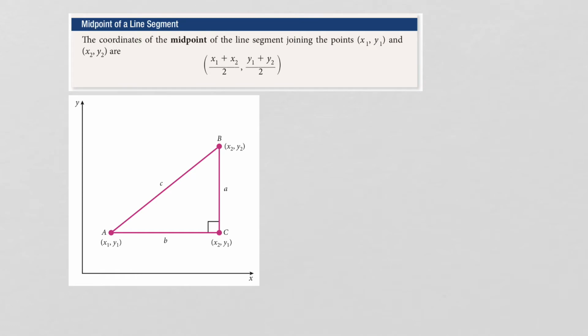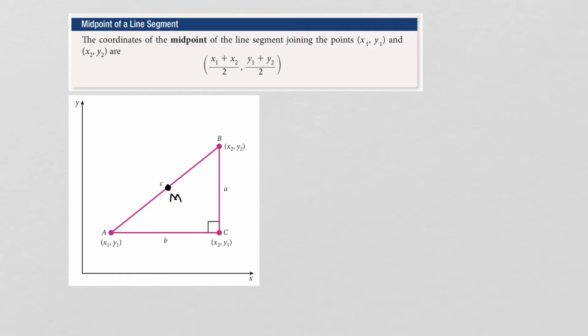Next, let's talk about finding the midpoint of a line segment. So I have my same diagram here. I have 2 points, A and B. And this time I want to find the midpoint between the 2 points. So if I draw the straight line between point A and point B, I'm going to find the midpoint of that segment. This is what I'm looking for. I'm going to call this point M for midpoint.